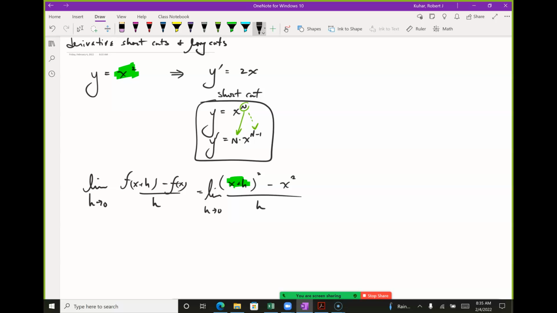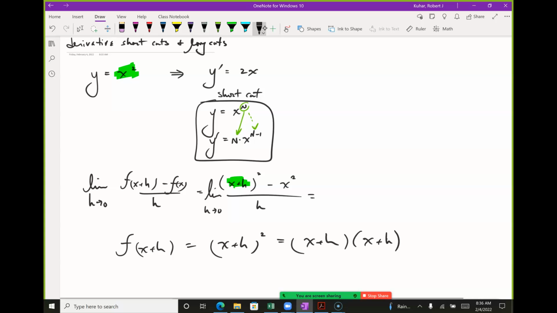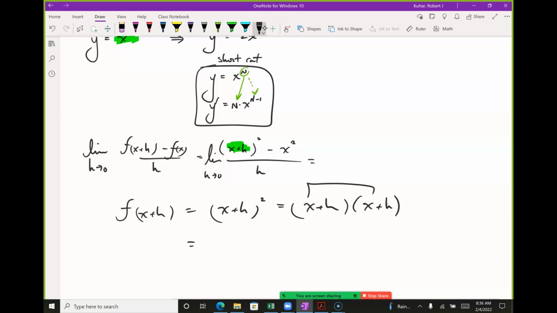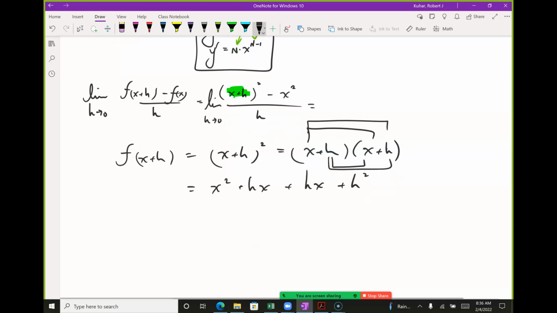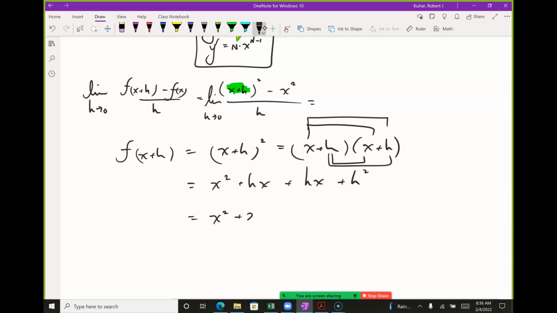Now, when I have polynomials, I always do it this way, okay? So I could keep going and writing this the long way, but I prefer to go f of x plus h, okay? That is x plus h quantity squared. Okay, that's x plus h times itself, right? And then I start distributing. I get x squared plus hx plus another hx plus h squared. Don't let me go too fast here, right? I'm just doing that FOIL. And then I finally see I get x squared plus 2hx plus h squared. How is everybody there?